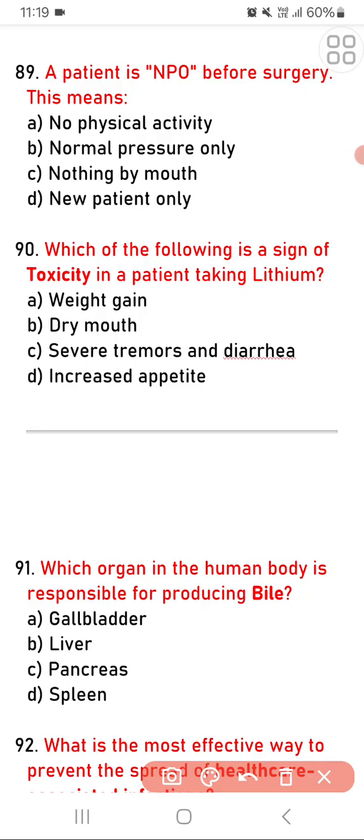A patient is NPO before surgery. This means nothing by mouth. Which of the following is a sign of toxicity in a patient taking lithium? Severe tremors and diarrhea. Which organ in the human body is responsible for producing bile? Liver.